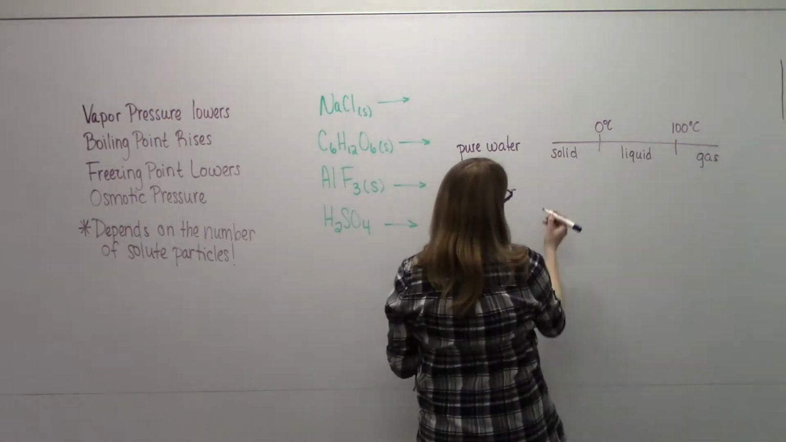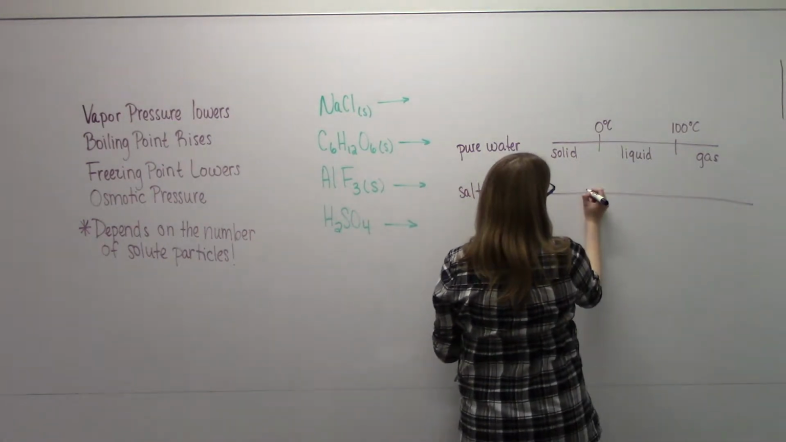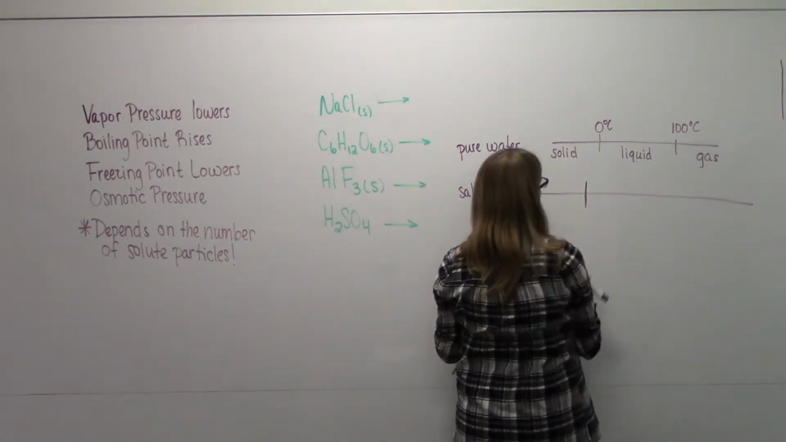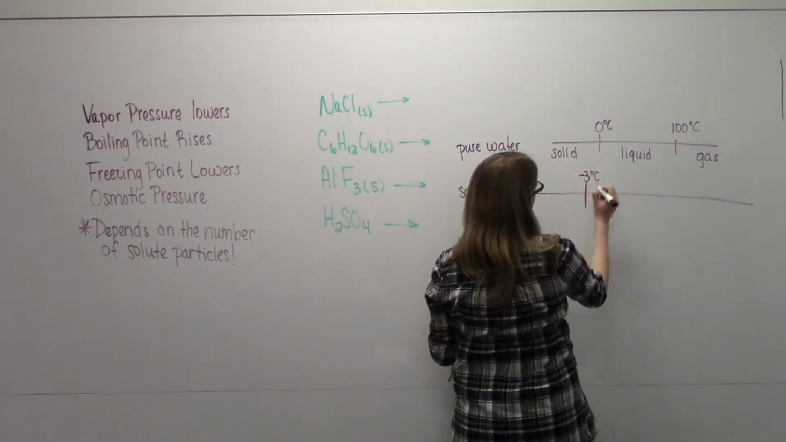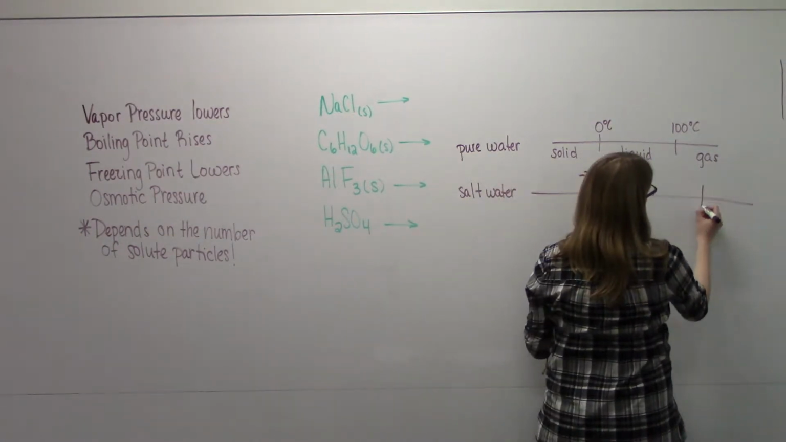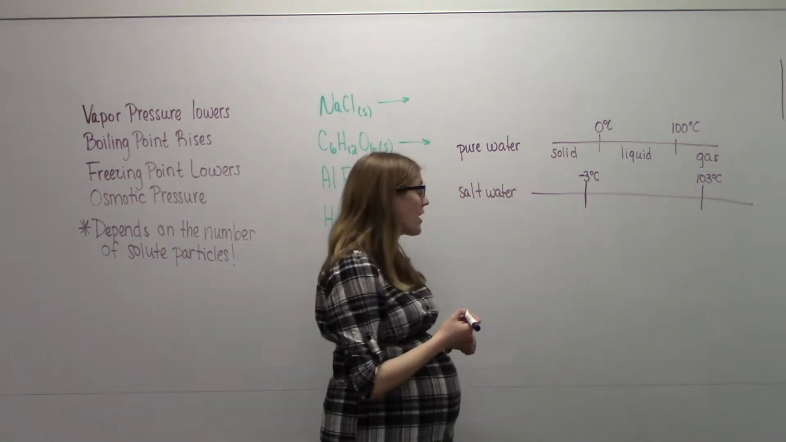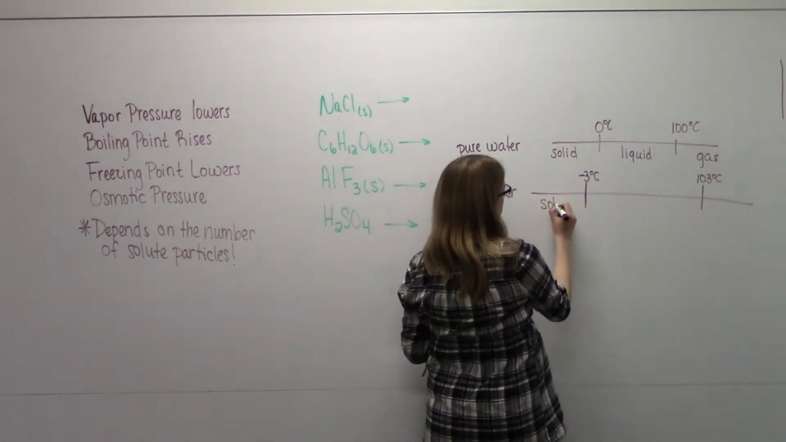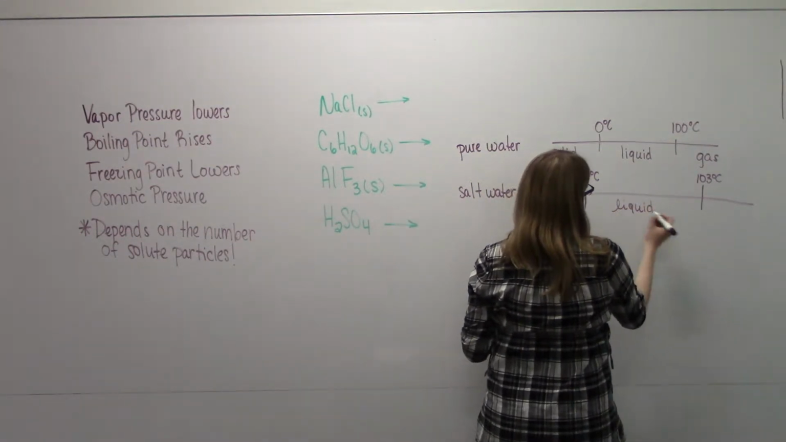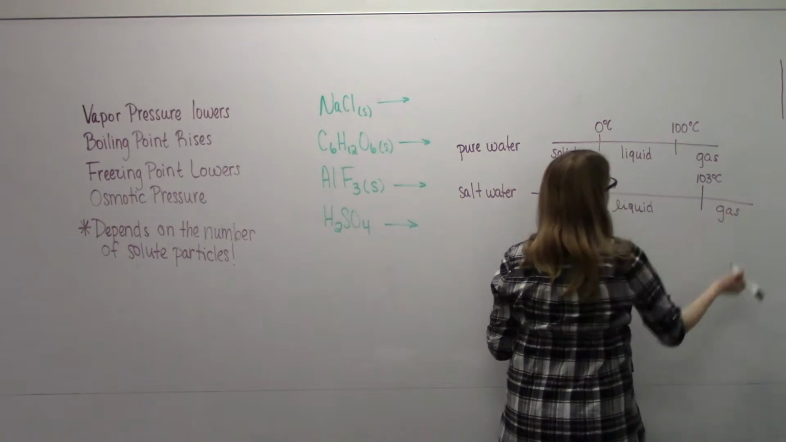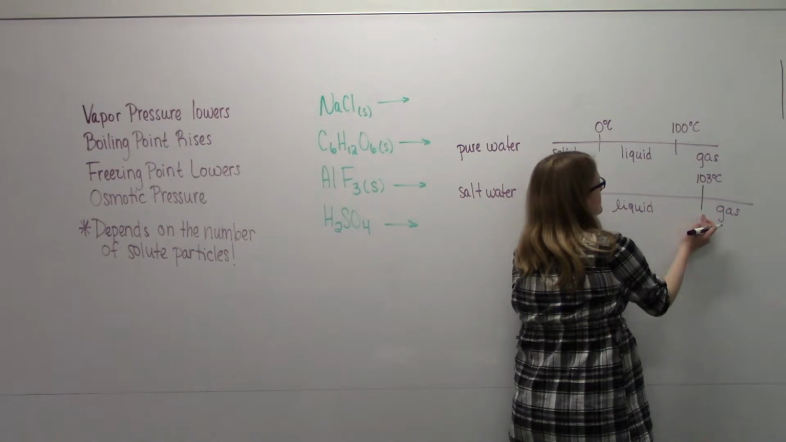Now let's look at it when it is salt water. So when it's salt water, the melting point is going to lower. So maybe it would be around -3. And the boiling point would increase, maybe up to 103. We're actually going to see in just a second what it actually does. So solid, liquid, and gas. Do you see that both changes made the liquid phase bigger?